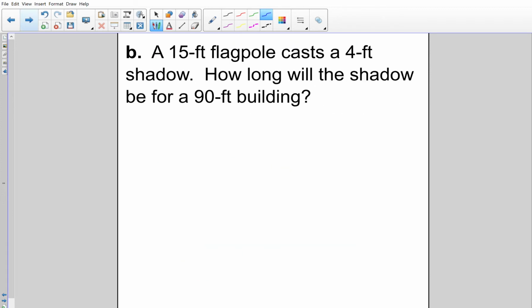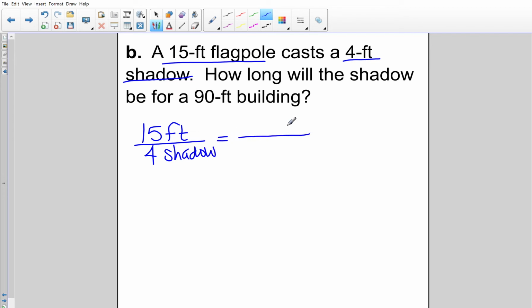Okay? This one's a little bit harder because they're using feet in both. So I'm going to use just feet for the actual distance. This is the actual height of the flagpole, which is 15 feet. And this one talks about a 4-foot shadow. So I'm just going to write 4, and then I'm going to write shadow, so I know what I'm talking about here. So I know that I need the actual feet on the top, and I need whatever the shadow's length is on the bottom. So how long will the shadow be for a 90-foot building? 90 feet is the exact height, so we're looking for its shadow.